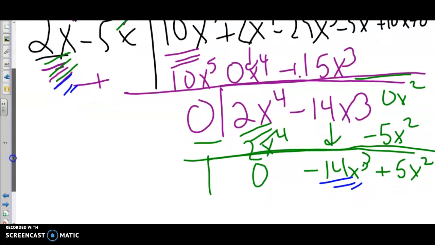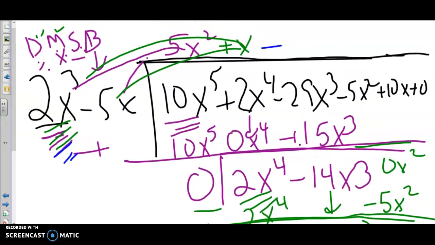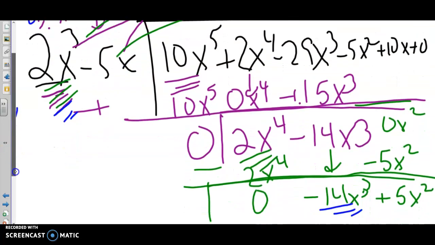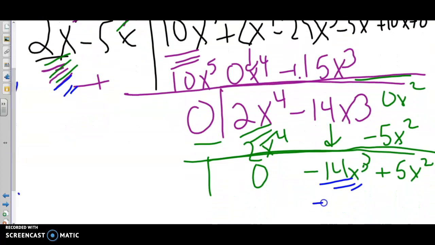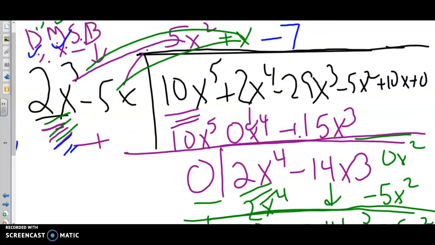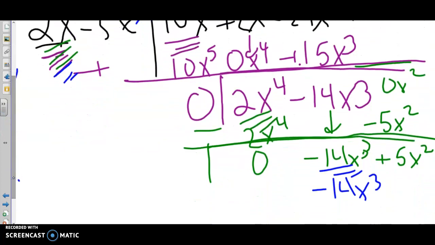We can do it negative 7 times. Okay, so negative 7. And then so we did divide again. Now we do multiply again. Okay, DMSB. We go down here and we multiply negative 7. We're going to get negative 14x to the third. And then negative 7 times negative 5x is going to be negative 35x. Make sure I put that in the right column. Okay. So it's going to be negative 35x.